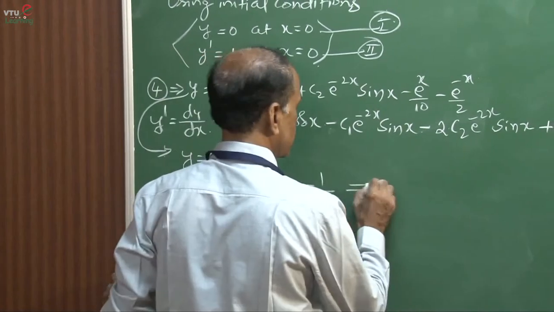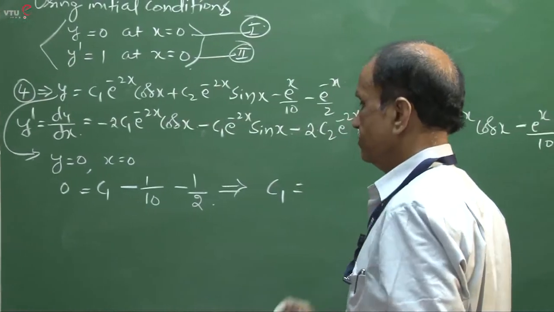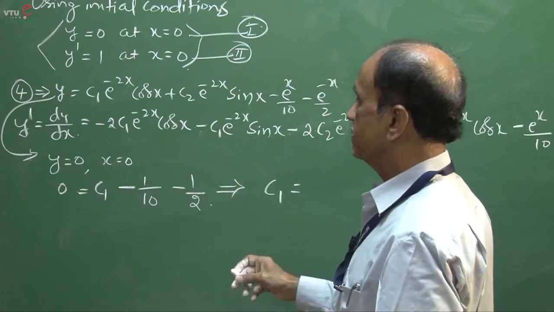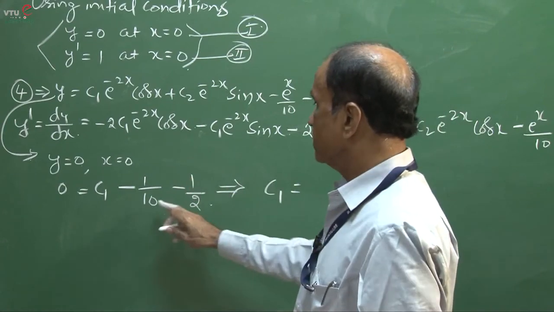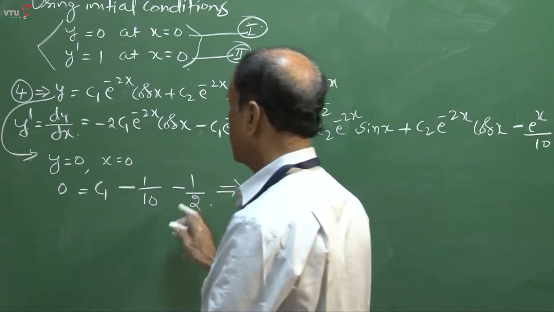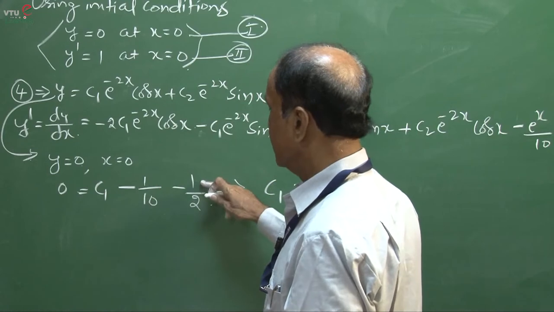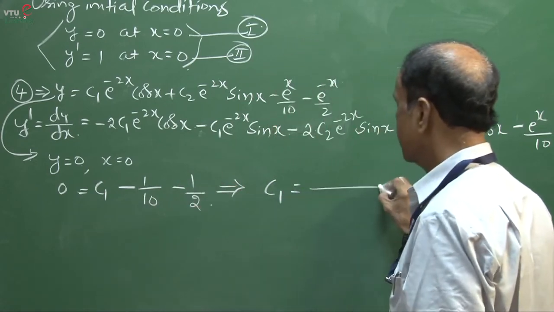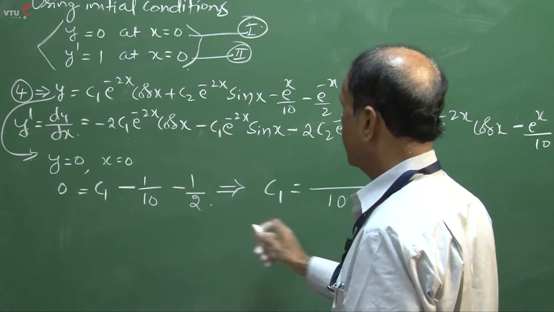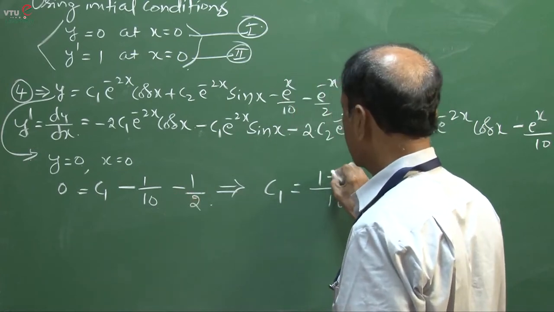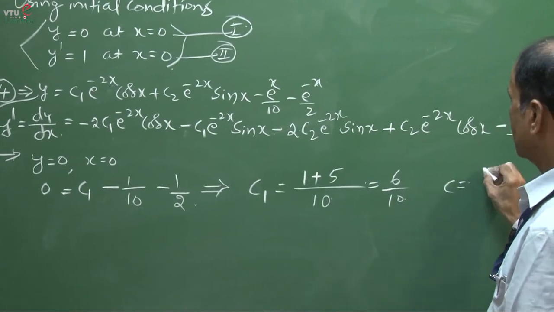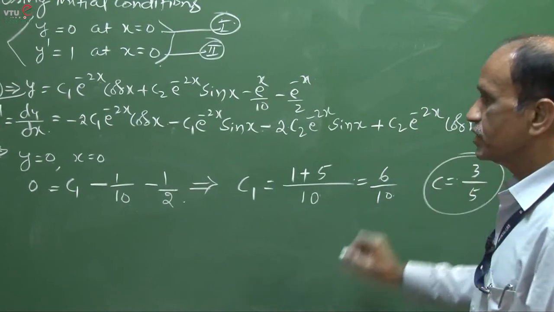This implies C1 is equal to, if you take the LCM here, both are constants, and take them to the other side, 10 is the LCM. 2 fives are 10, minus 5 and minus 1, that means you can write like this, 10 ones is 1, and plus 2 fives is 10, that is equal to 6 by 10. Therefore C1 is equal to 6 by 10, means 2 threes are 6 and 2 fives are 10. This is C1 equal to 3 by 5.